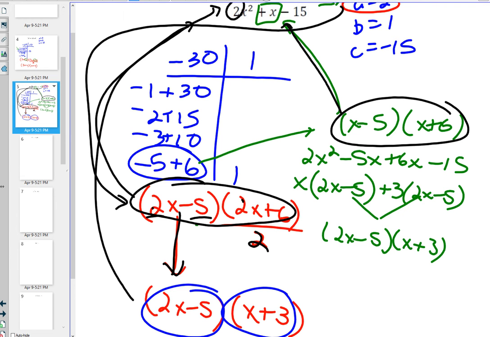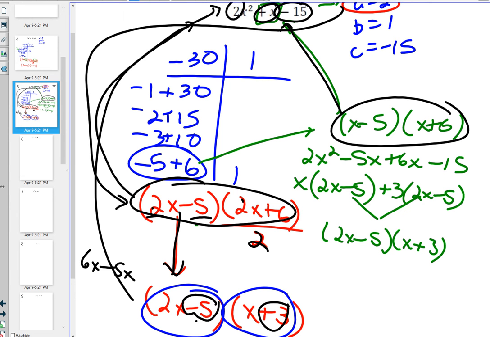2x squared. 2x times 3 is 6x, but then negative 5x, negative 5 times x is negative 5x. When I combine those two, what is 6x minus 5x? 1x, which is that up here. And then finally, what's negative 5 times 3?